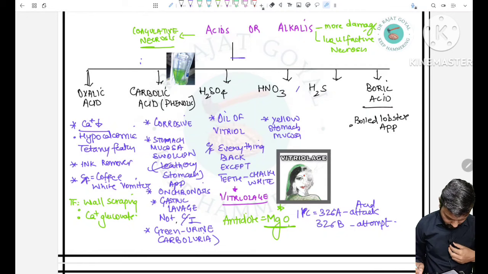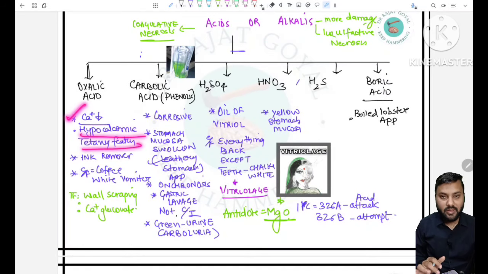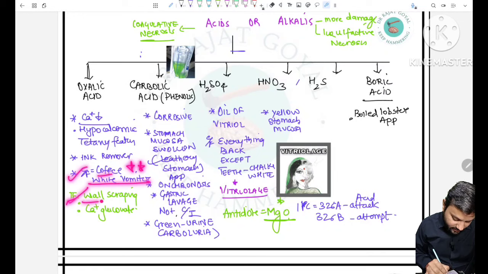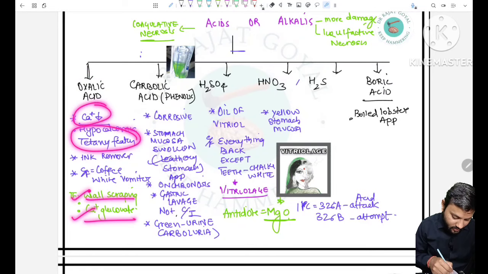Firstly we will start with oxalic acid. Oxalic acid will lead to a decrease in calcium levels, hypocalcemia. So tetanic features will be there in the case of oxalic acid, and the clinical feature is coffee-colored vomitus. The treatment is that we will do wall scraping, and we will give calcium gluconate. So in oxalic acid, we have to remember only the tetanic feature due to decreased calcium, and calcium gluconate and wall scraping for the treatment.